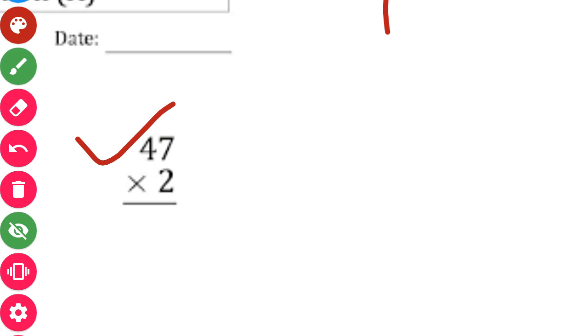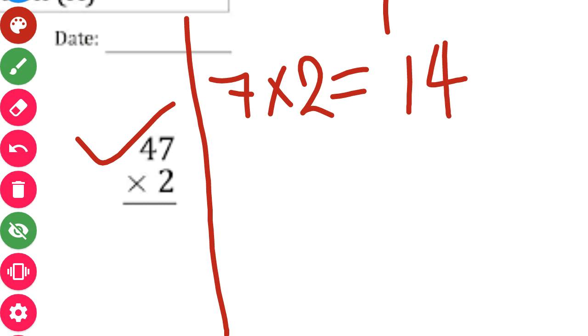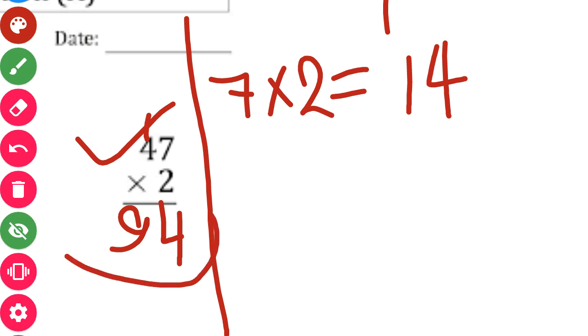Okay. Let us do it. At ones place we are having 7 into 2. So 7 twos are 14. For 14 we will write 4 here and we'll put a carry 1 at the top. Now at tens place we are having 4. Now 4 twos are 8 and 8 plus 1 is 9. So our answer will be 94.